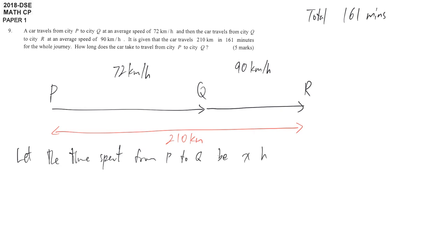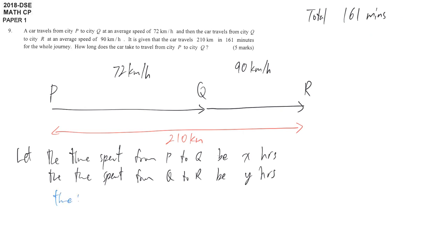from P to Q be x hours, let's say. And then the time spent from Q to R be y hours. And then there are two pieces of information which are given. The first one is about the time. The second one is about the distance. I think it's easier to write an equation with time, so we just start with that first.